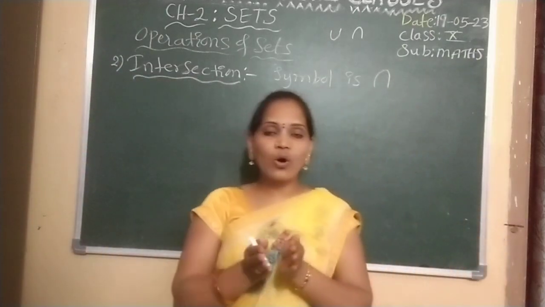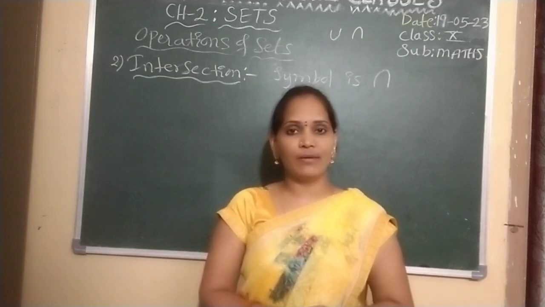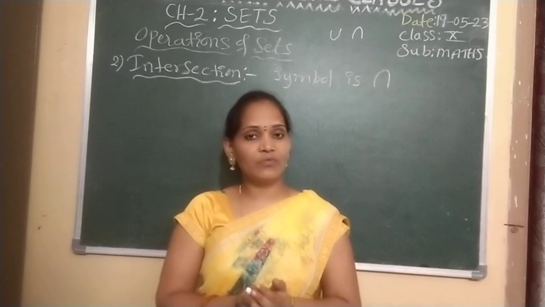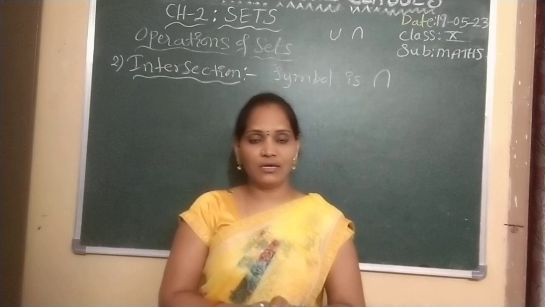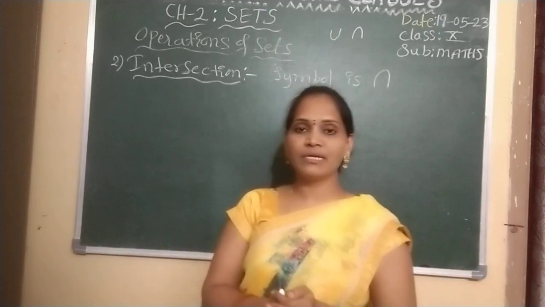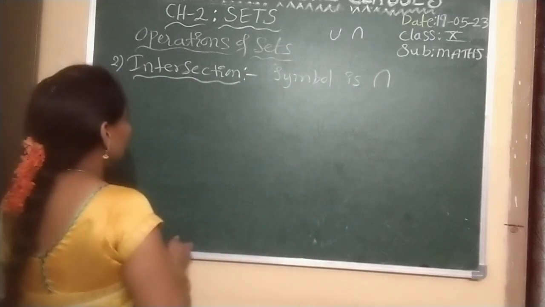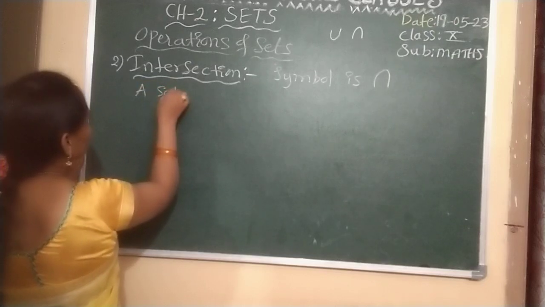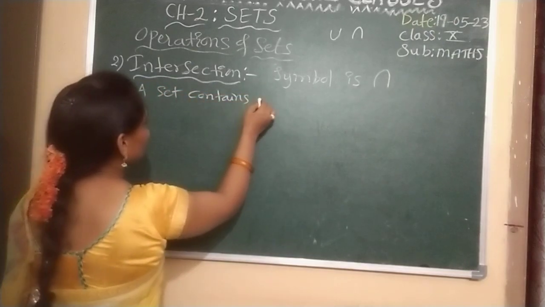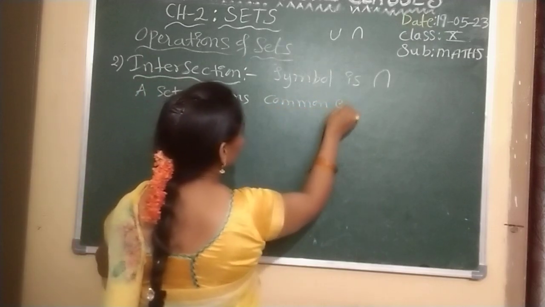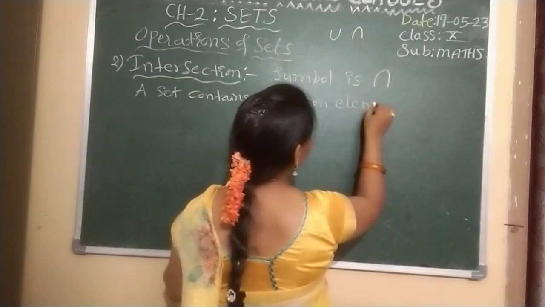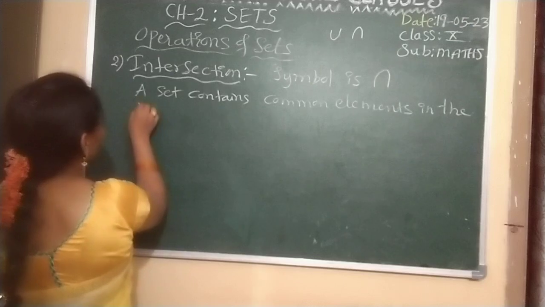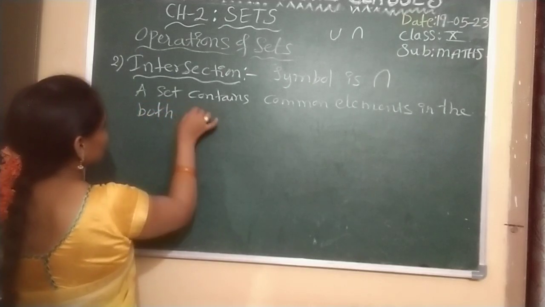Those are the common elements. Here we should take only common elements in both the sets. Intersection is a set which contains common elements of both the sets. Common elements of both the sets. Okay. Now here a set contains common elements in both the sets.